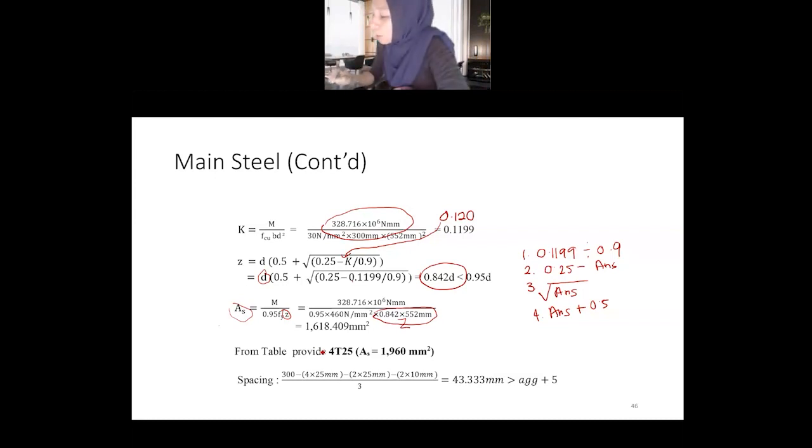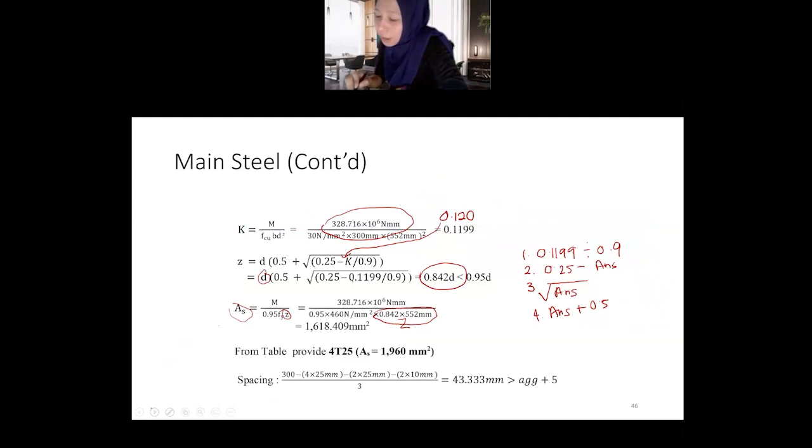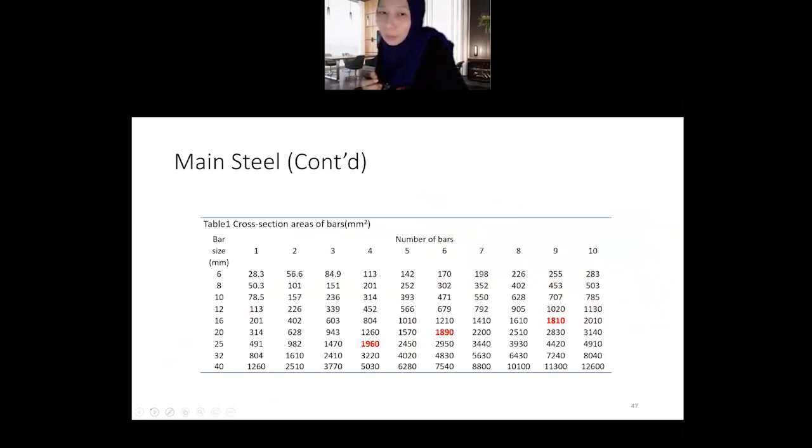So bila you dapat this value, apa kita buat next? Kita nak tahu berapa biji bar kita nak pakai. Size kita dah tahu. Sebab kita dah assume, ingat lagi, we have assumed it is 25. Maintain whatever that you assume. Jangan tukar. Kita jangan tukar dia jadi 32. Kita dah assume 25, kita maintain 25. Okay, one thing that we know that bila kita dah assume, the diameter of bar lah 25 mm.